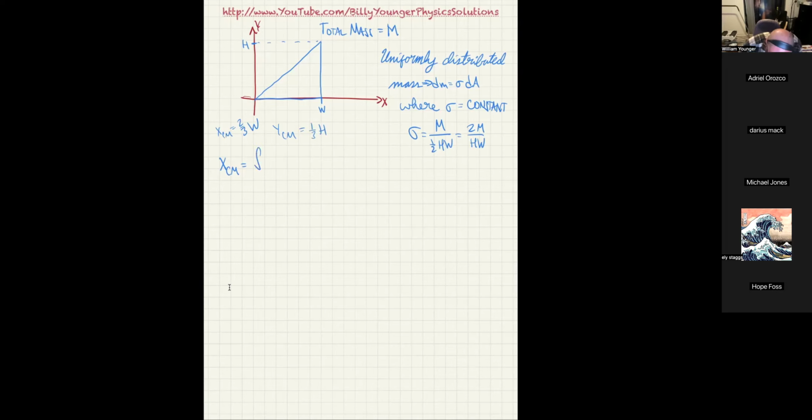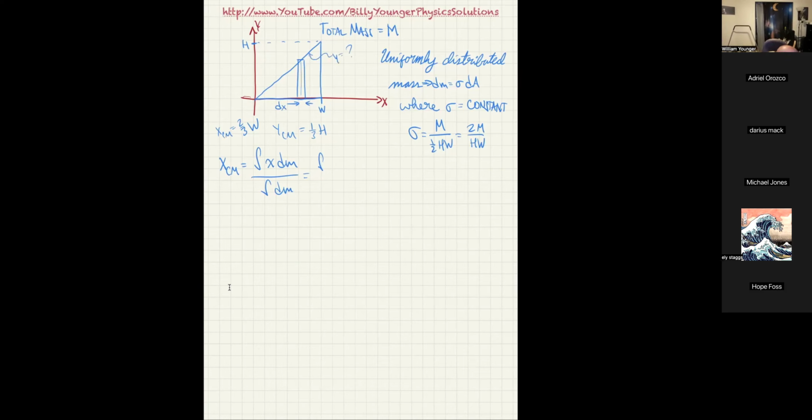Now let's calculate it. X center of mass equals the integral of x dm over the integral dm. The integral of x dm, just working that first part, I am going to take and choose a differential area element. So here's my little Riemann rectangle, if you will. The width of this guy is dx. It's parallel to the x-axis, so it's a differential change in x. Therefore, its width is a differential change in x, dx. Now, the height of this rectangle is, of course, the y value for this line.